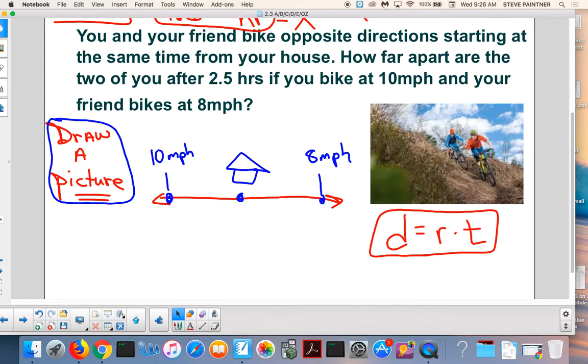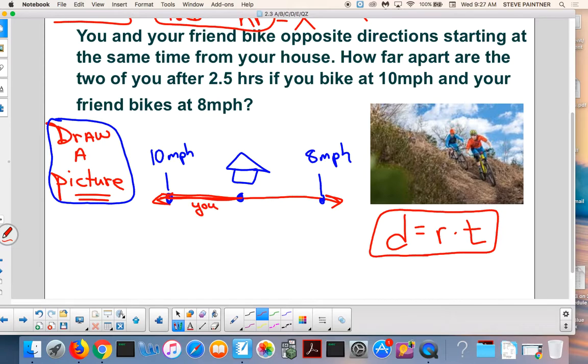Okay, look up. I like what she drew. You know what I did last hour? I put an H for the dot here, H for the house. She actually drew you a house. Then she draws an arrow this way and an arrow this way, because you're going in opposite directions, so she got that right. Then she says, is this you or is this your friend? That's you, because you are going faster.